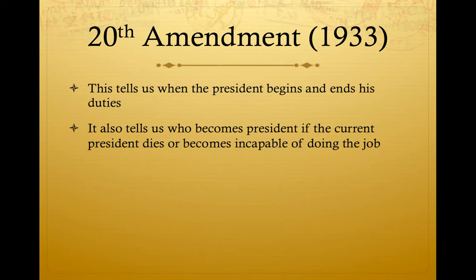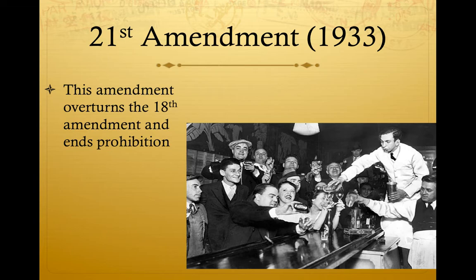The 21st Amendment, as I mentioned earlier, overturns the 18th Amendment and ends prohibition. There you see one of the parties that was held at the end of prohibition as people went back to drinking again legally and publicly.